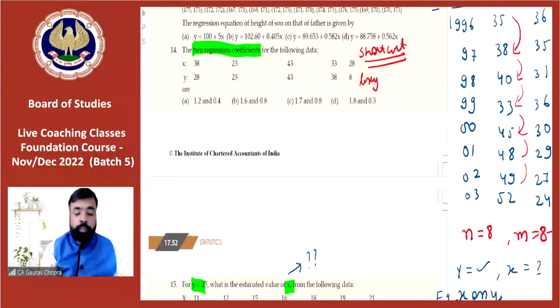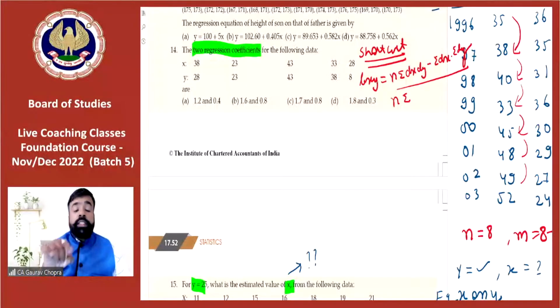Like the formula for bxy was n sigma dx dy minus sigma dx into sigma dy upon n sigma. Since y is at last, so below also we will write y. So n sigma dy square minus sigma dy whole square. So this formula you can use for calculation of bxy and byx. Okay, Manvi Khanna.